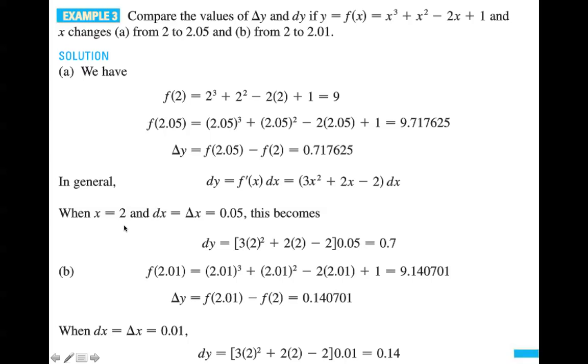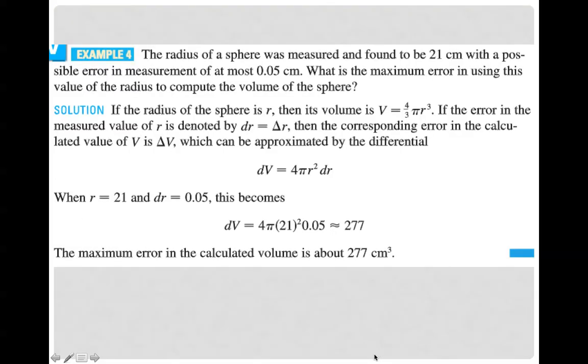When x is 2, we can plug 2 into the formula, 0.7. We plug in 2.01, 9.14. And we can follow the same formula as we just did, subtracting the 9 that we found from the original up here at the top, from 9.140701, and we would get this for the change in y from 2 to 2.01. And then, of course, we can plug the 2.01 into the formula, and we would get our difference to be 0.14.